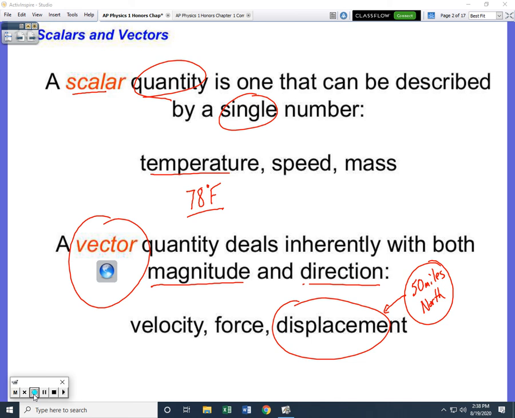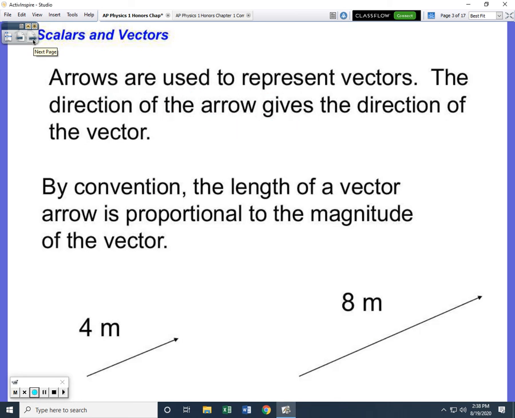So if you watch the movie, like I said, Vector does a great job of that. We continue in that movie. He even mentions that it's usually represented by an arrow. And the reason why we use arrows is it allows you to show direction really well. Plus, the length of the arrow can indicate magnitude. So 8 meters is larger than 4 meters, so we make a larger arrow.